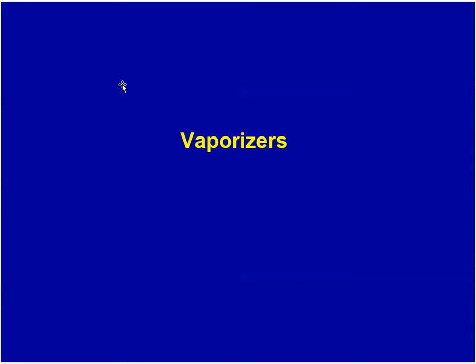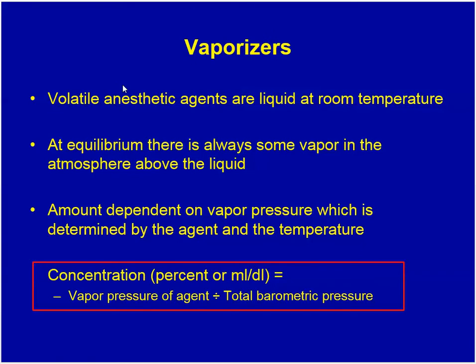So now let's turn to the topic of vaporizers. The principle is that volatile agents are liquid at room temperature, and at equilibrium there is always some vapor in the atmosphere above the liquid. The amount of vapor is dependent on the vapor pressure, which is determined by the agent and the temperature. So the concentration of the vapor equals the vapor pressure divided by the total barometric pressure. And of course, the vapor pressure itself depends on the temperature.